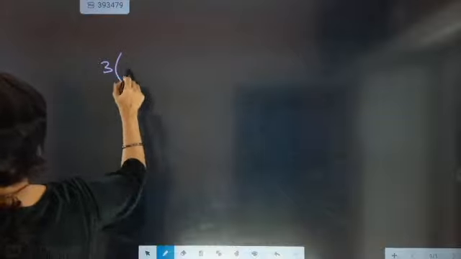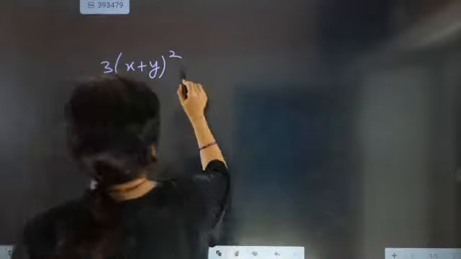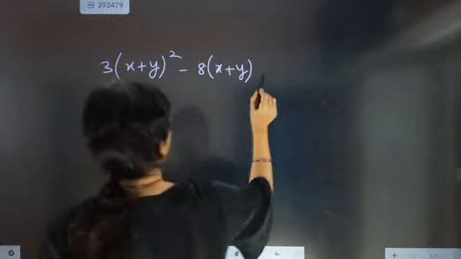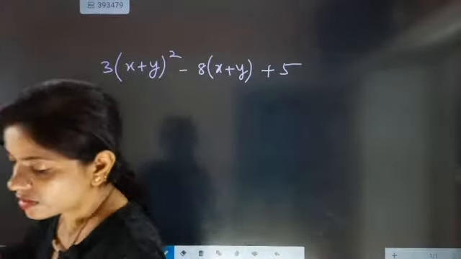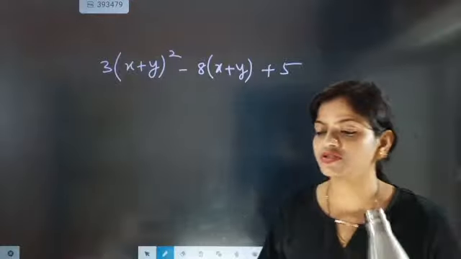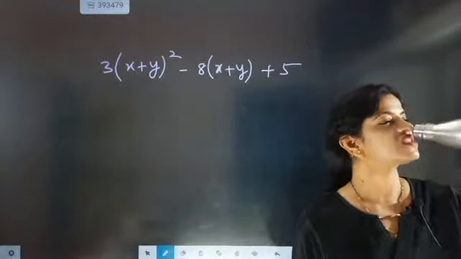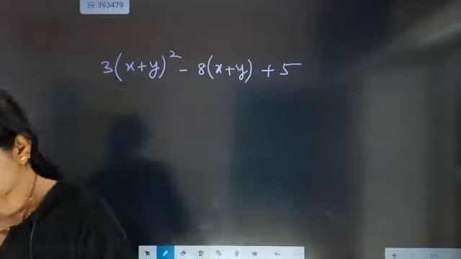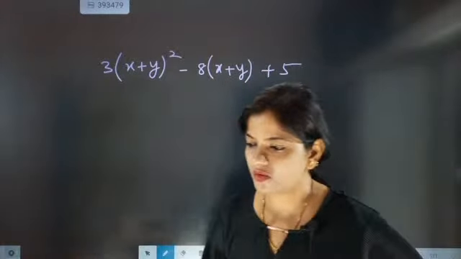Now look here, go for this question beta. Everyone start solving: 3x plus y whole square minus 8x plus y plus 5. Come on Keshav, start solving the question beta. Go for it.